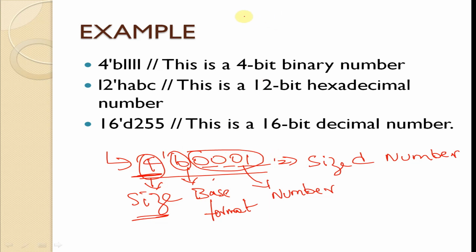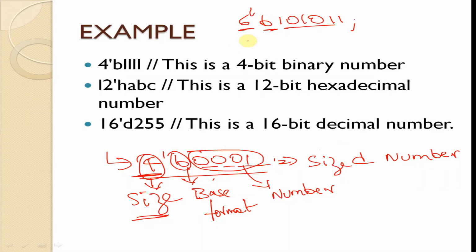For example, if we want to write 6 tick binary 101011, then here the size of the number is 6, that is the number consists of 6 bits, and the base format is binary followed by the number.